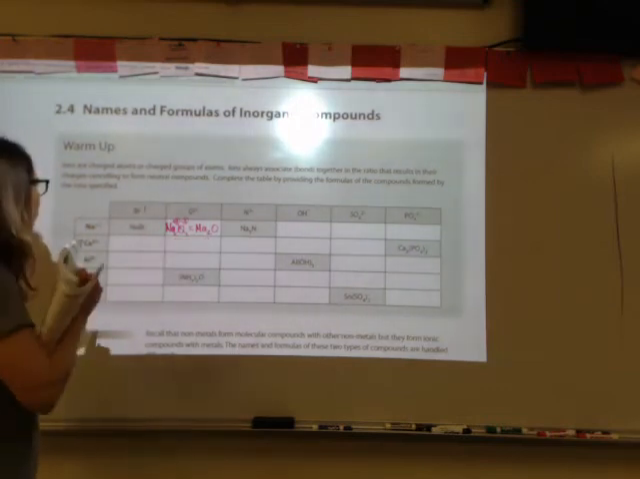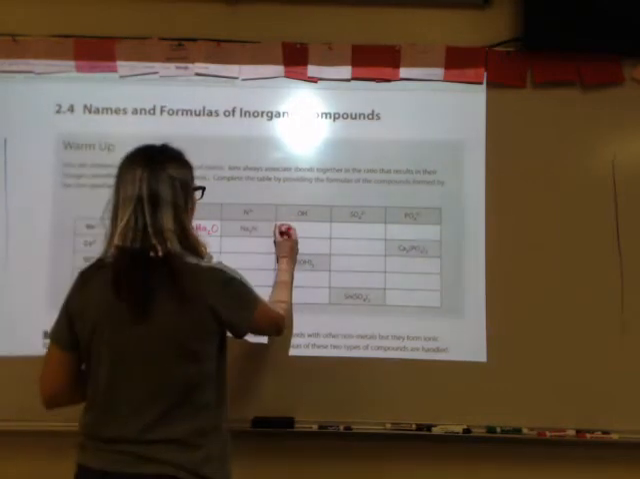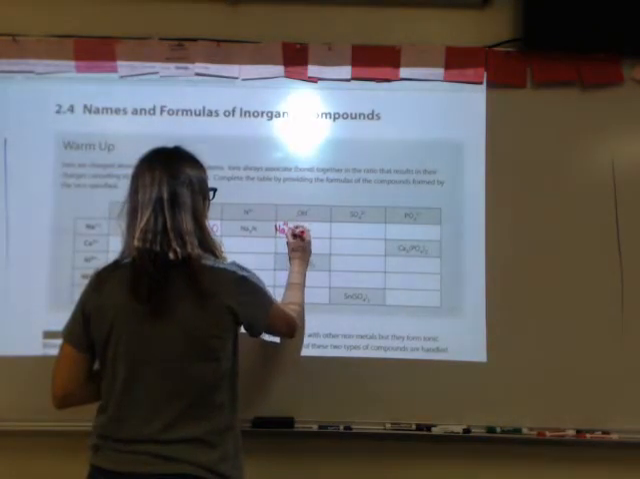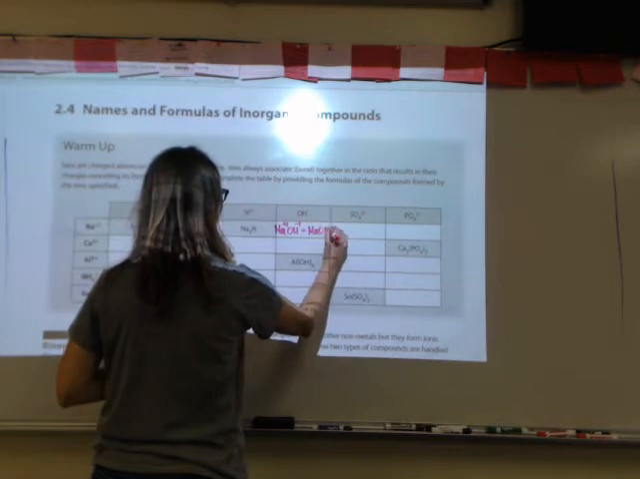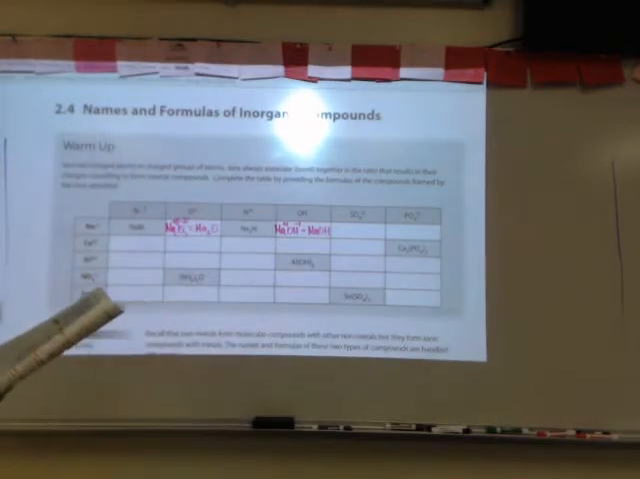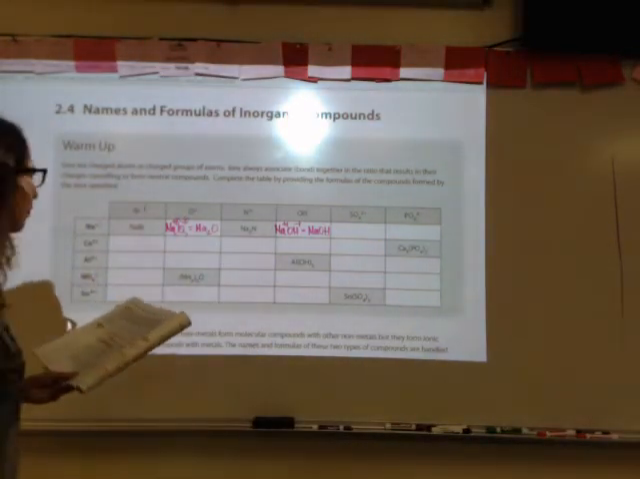Okay. For the next one, Na+1 and OH-1. The +1 and the -1, they just cancel out. They add up to 0, which is how you get your neutral compound, NaOH.